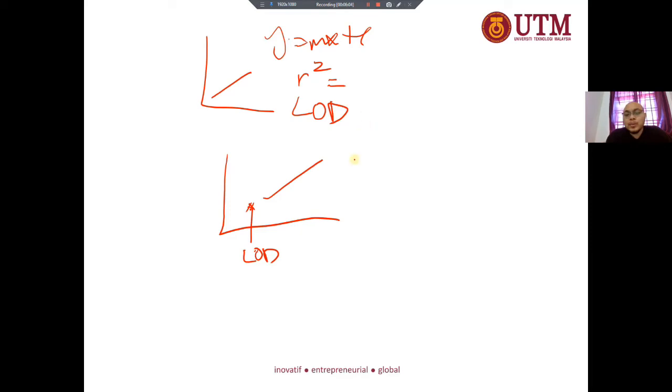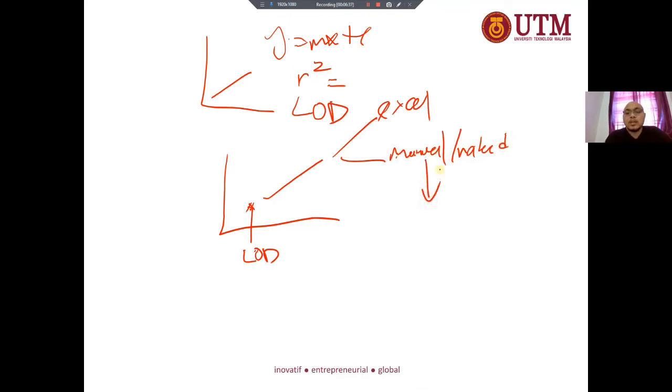How to determine by formula? I will leave it for you to learn by yourself. But if you don't understand, you can always come and see me, or text me, to make sure that you'll be able to perform the LOD. So we can determine it using Excel calculation. The other one is by using the manual or naked eye method.